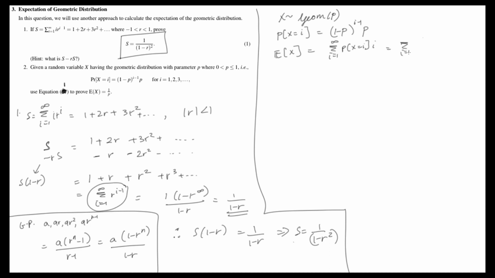That is equal to the sum from i equals 1 to infinity of (1 minus p) to the i minus 1 times p times i. I'm going to pull the p out, so this is equal to p times the sum from i equals 1 to infinity of i times (1 minus p) to the i minus 1. So what did we just prove in part 1?